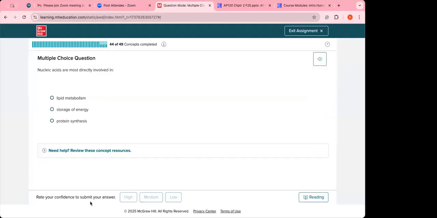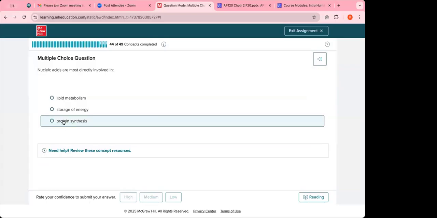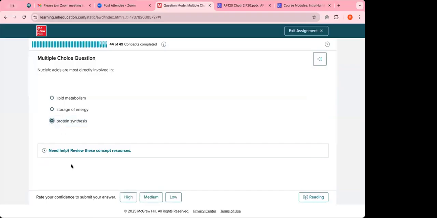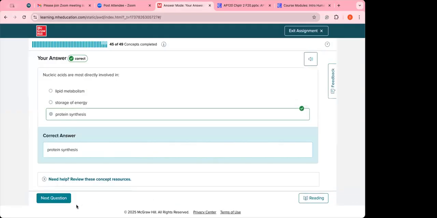Nucleic acids are most directly involved in lipid metabolism, storage of energy, protein synthesis. I would say protein synthesis, because that's what we're talking about, synthesizing or putting together proteins, would be my guess.